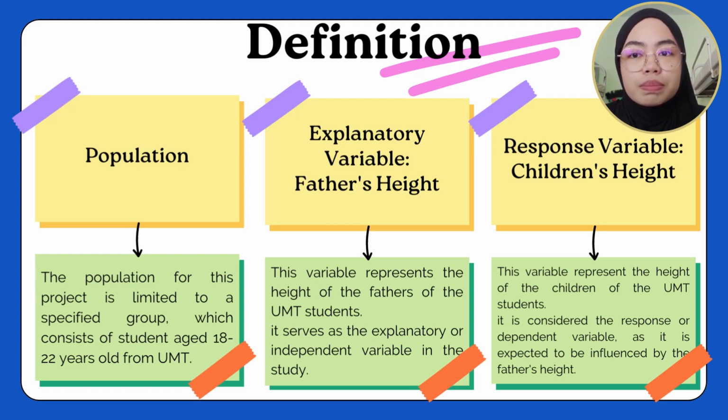Next, the explanatory variable, which is the father's height. This variable represents the height of the father of the UMT student itself. It serves as the explanatory or independent variable in the study. So next, the response variable, which is the children's height. This variable represents the height of the children of the UMT students. It is considered the response or dependent variable, as it is expected to be influenced by the father's height.